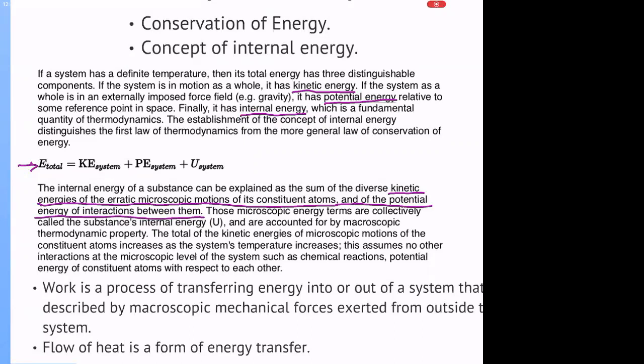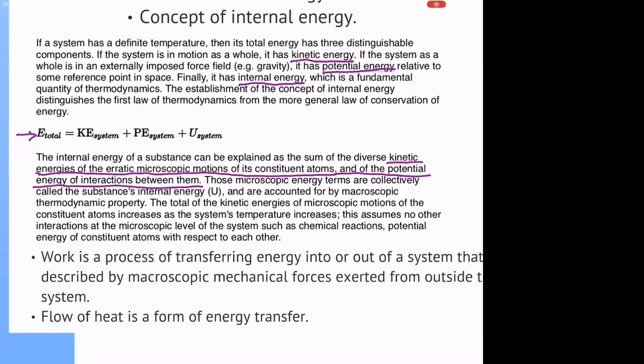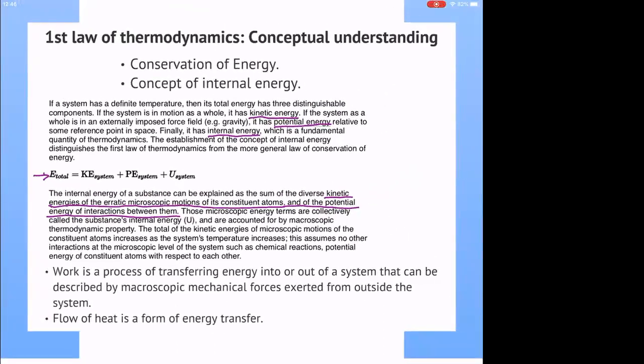So these microscopic energy terms are collectively called the substance's internal energy, U, and are accounted for by a macroscopic thermodynamic property. The total of the kinetic energies of the microscopic motions of the constituent atoms increases as the system's temperature increases. We know that. If you heat up a gas, it's going to move more, so its internal energy increases. This assumes no other interactions at the microscopic level of the system, such as chemical reactions, or potential energy of constituent atoms with respect to each other. Okay. Not terribly important. So now let's step back and understand what we mean by work.